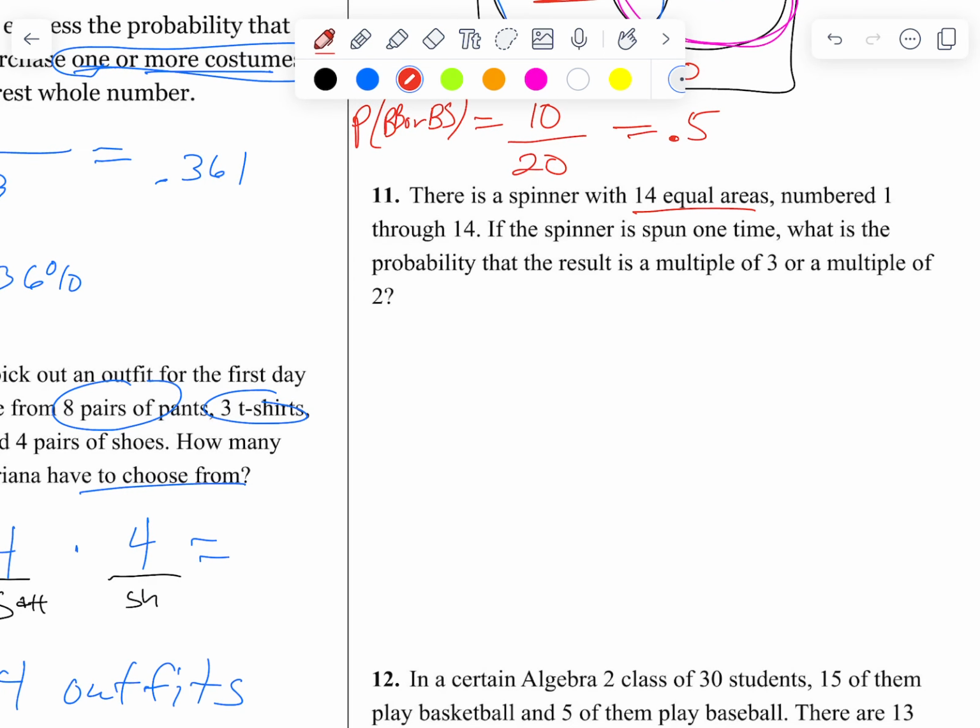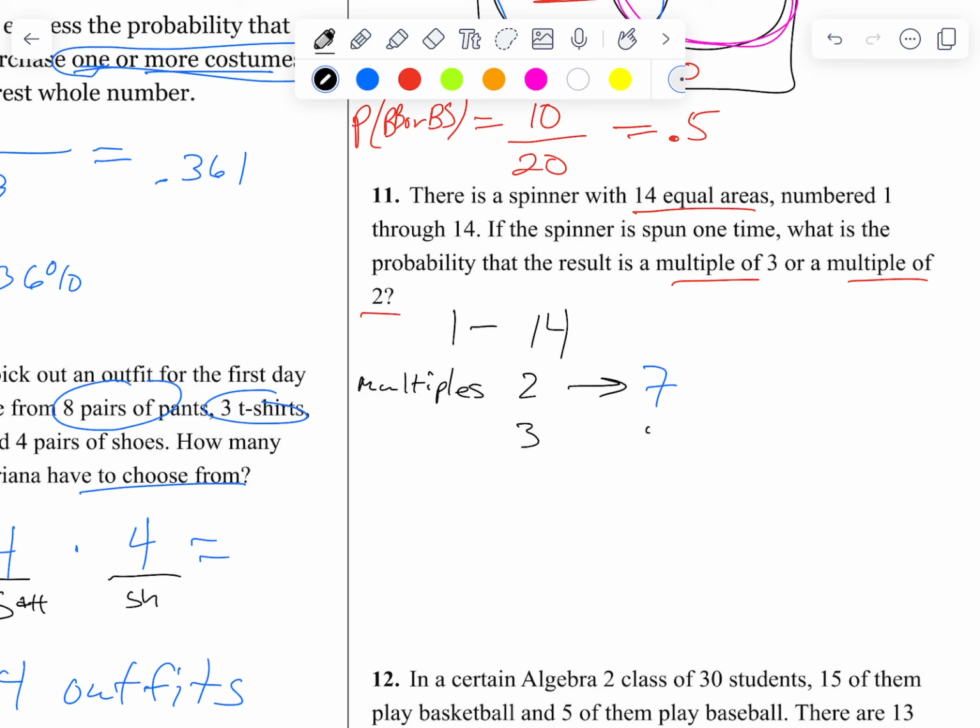If there's a spinner with 14 equal areas, numbered 1 through 14, if a spinner is spun one time, what's the probability that the result is a multiple of 3 or a multiple of 2? So one thing you've got to think about is all numbers 1 through 14. And then you have to count what would be multiples of 2. Those would be all of the even numbers. So I'm just going to write multiples of 2. That would be, counting on my hand, 2, 4, 6, 8, 10, 12, 14. That's 7 numbers. And then multiples of 3 would be 3, 6, 9, 12.